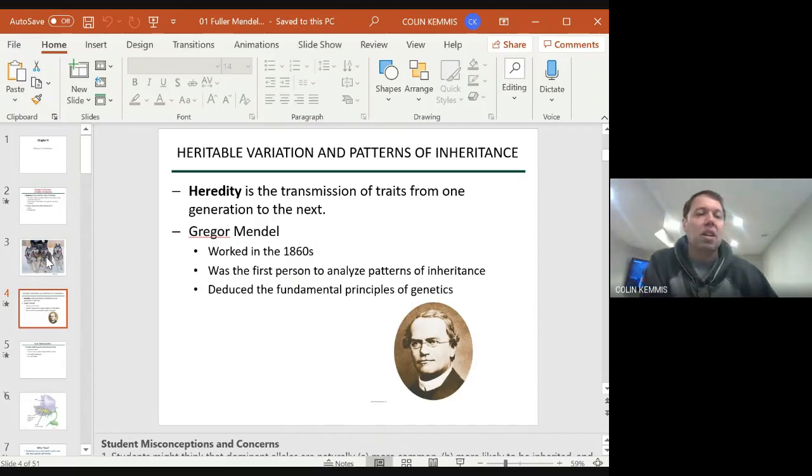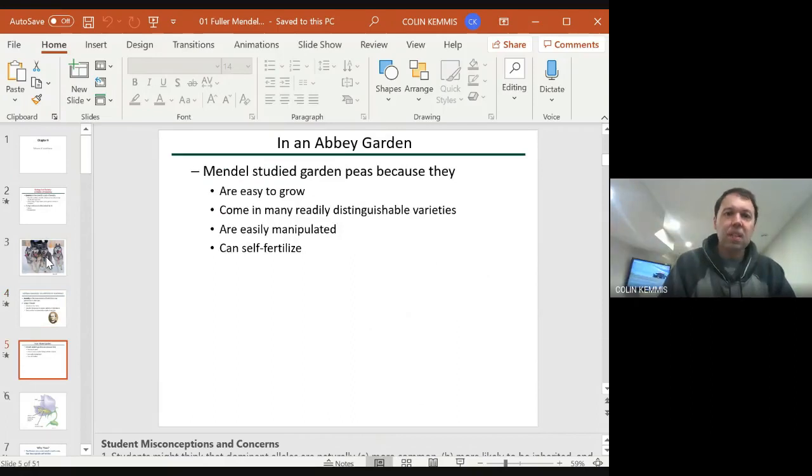So he lived in Austria. He was a monk, and he took lots of notes, grew thousands of peas. It was pretty cool. Why did they pick peas? Well, they're easy to grow. They have lots of simple traits that are dominant and recessive. And then he could also control which ones bred together.